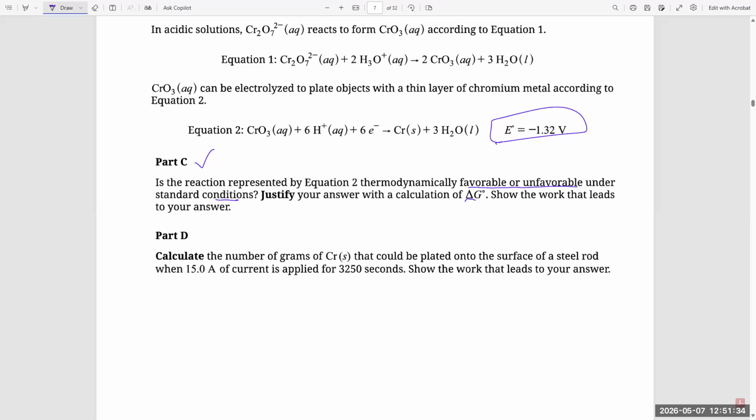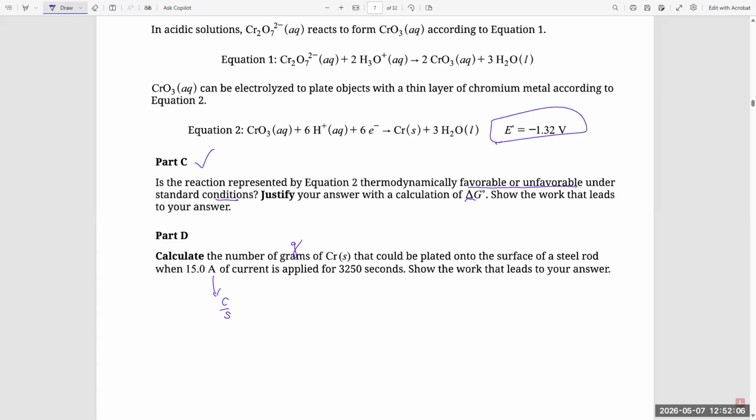I don't know if you learned this in your class, but I used to tell my students that when you see the concept of an amp, what is an amp? Amp is coulombs per second. That's much more useful for chemistry. For physics, amp is fine, but for chemistry, coulombs per second. All right, show the work. They want to know the number of grams of chromium that could be plated. So we're going to come up with the grams in the end.